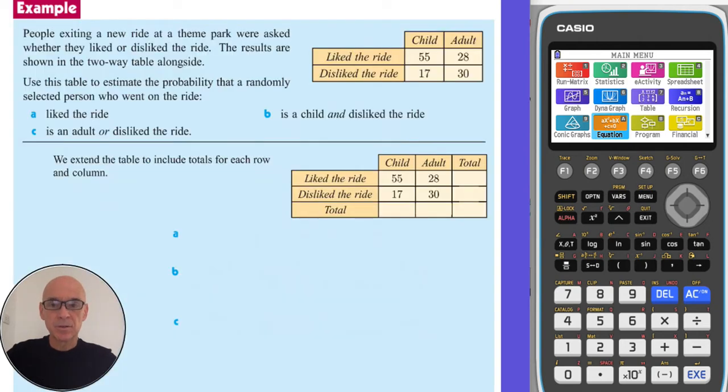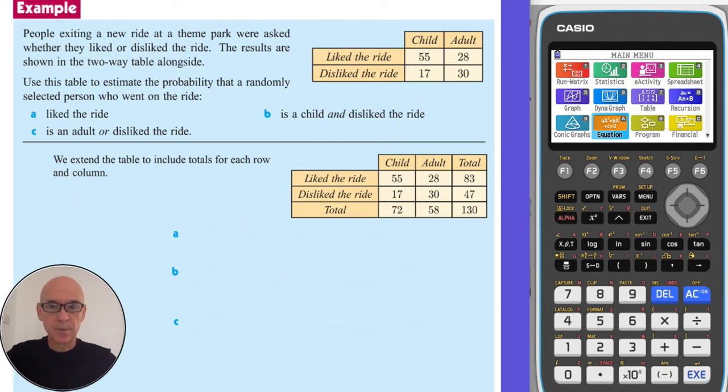In this question, we are asked to use the table to estimate various probabilities. So one of the first things to do is to extend the table to include all the rows. So the first thing to do would be to work out the totals of all the rows and all the columns. You can see the totals displayed here, and in fact there are 130 people.